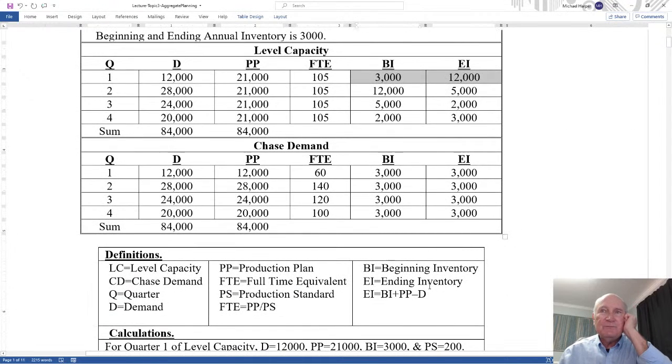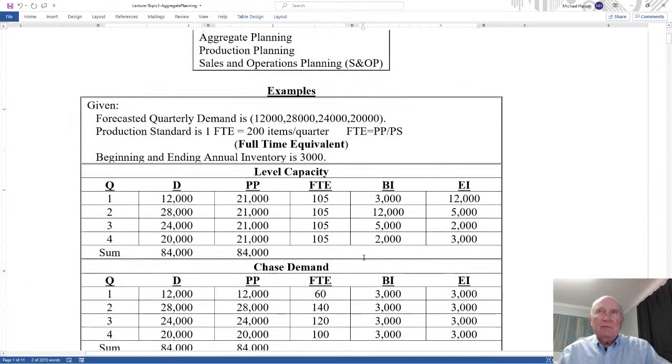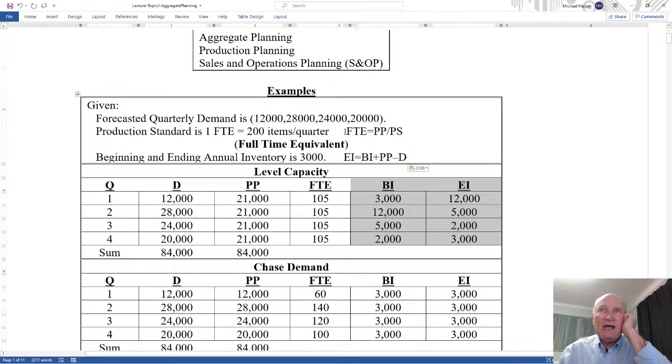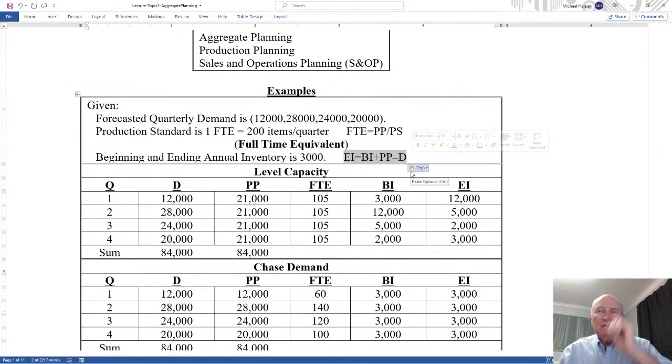Again, the equation is down here. The beginning inventory plus production going in minus demand coming out is your ending inventory. Let me copy that and put that up here. And so there's your inventory equation. So notice we have a labor equation and we have an inventory equation.